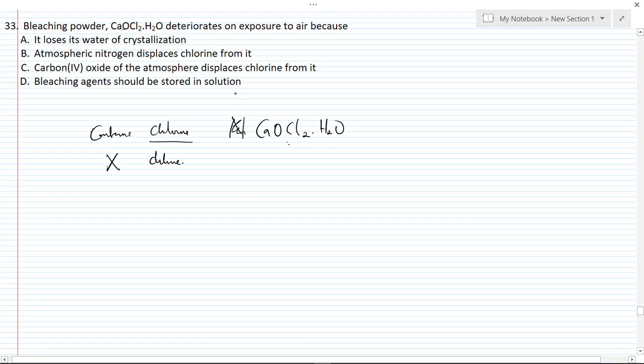So we just go through the options and look at the one that has to do with removing chlorine. So it's not option D, neither is it option A. So we are left with option B and option C. Between these two, it's only carbon dioxide that is capable of displacing chlorine. So the moment chlorine is out of the equation, the bleaching powder pretty much loses its power. So the correct option is option C.